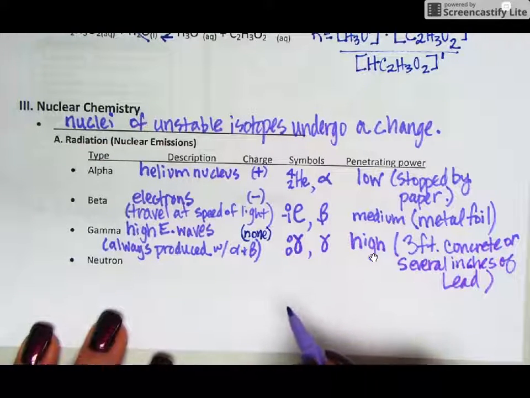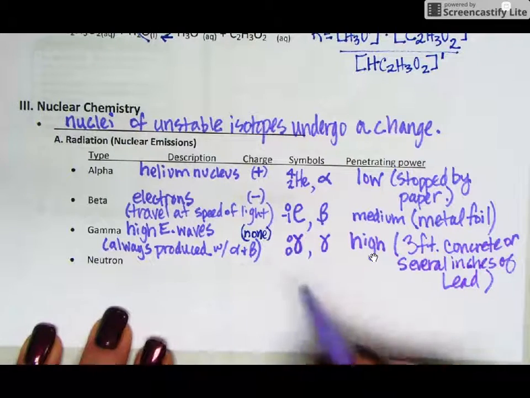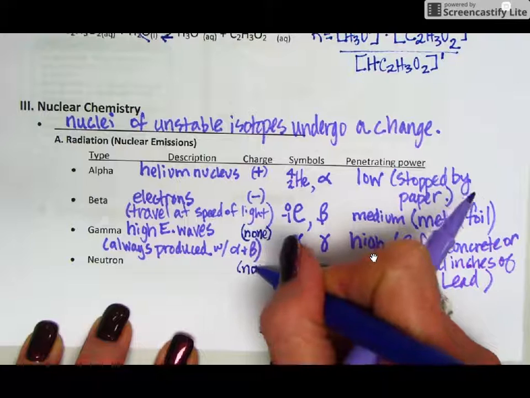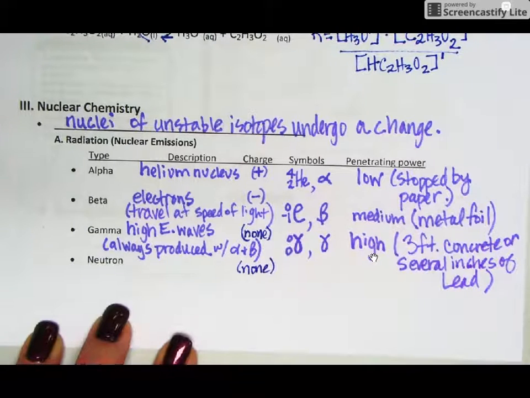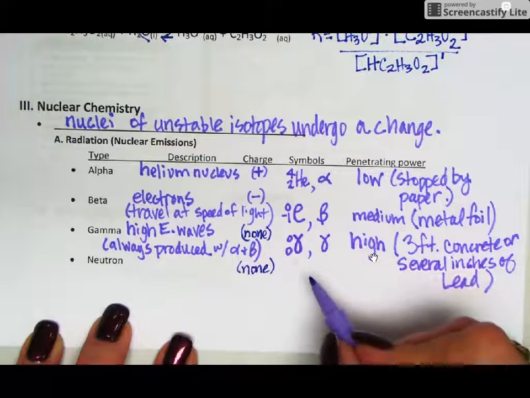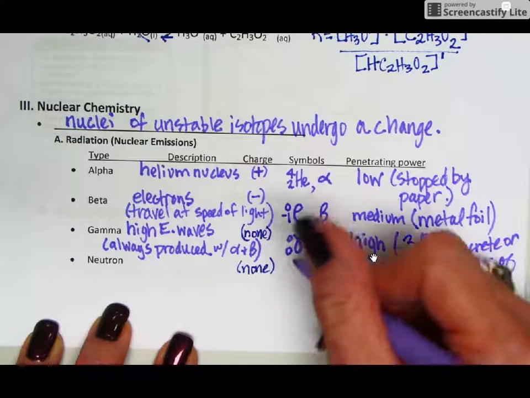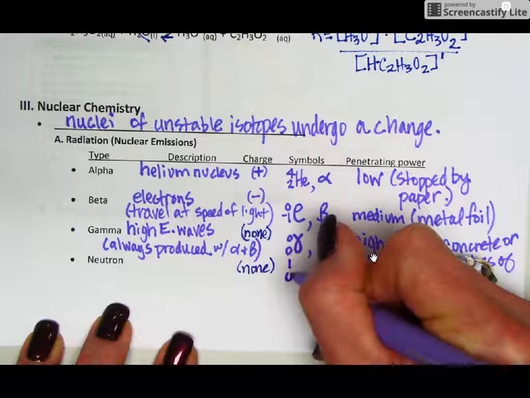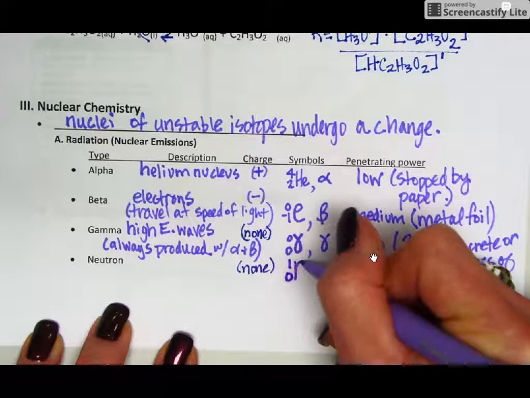Really, the only thing about a neutron I want you to remember is that neutrons have no charge, so we'll put none under charge. And these are actually not emissions, they're just some symbols you need to be familiar with for balancing your nuclear reactions. So the symbol for a neutron, we learned that a neutron has a mass of 1. They're neutral, so they have no charge.